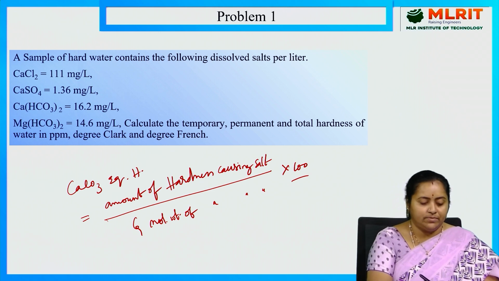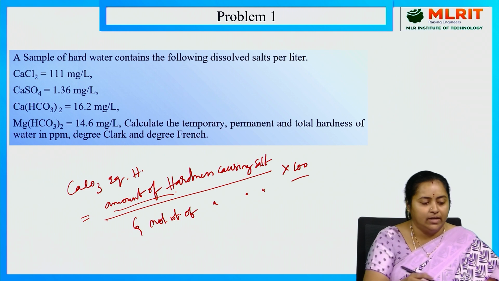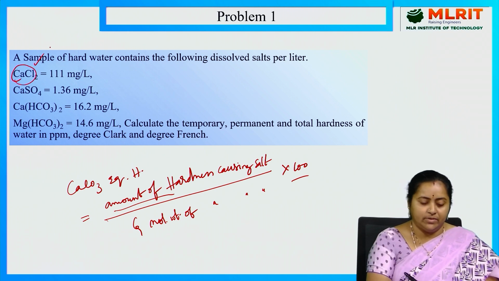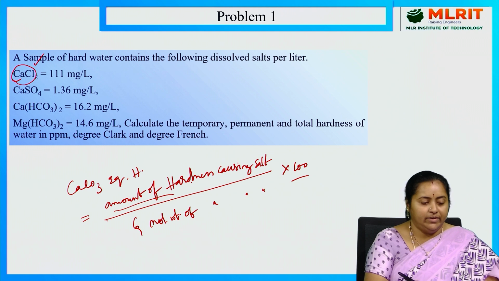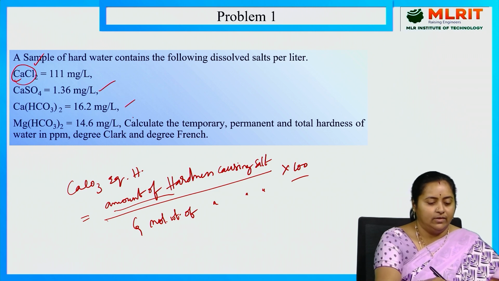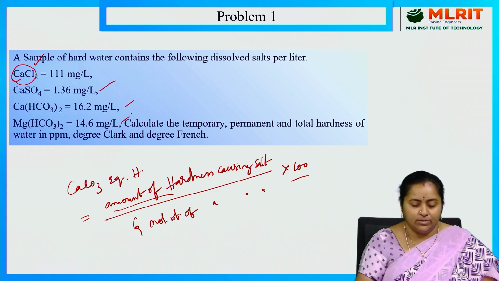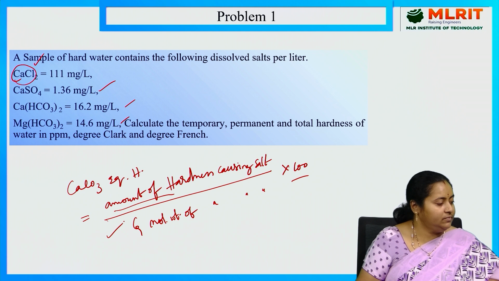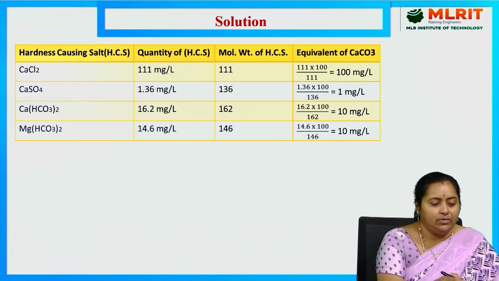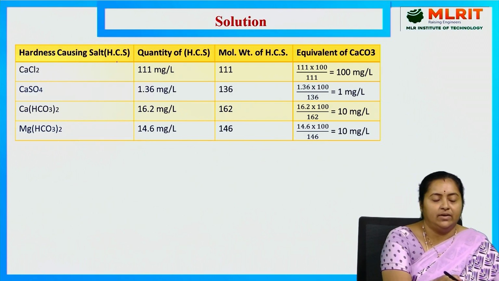So, we have to substitute the amount of hardness causing salt. Say, for example, if you consider the first salt, 111, we have to substitute in the numerator and divide by its gram molecular weight, and then multiply by 100. Likewise, we have to calculate for all salts that are present in dissolved state using this formula. So, let us do that part.